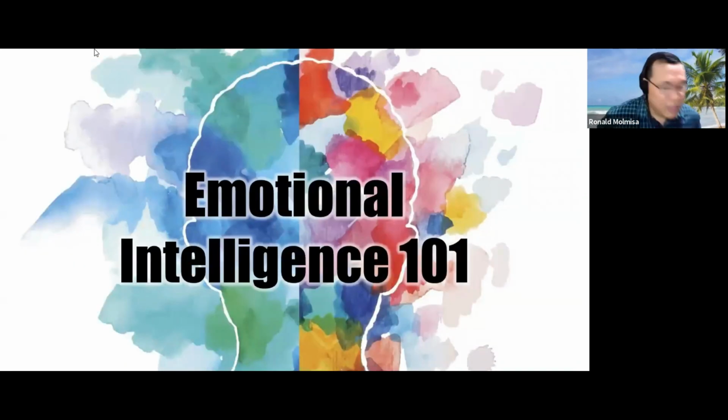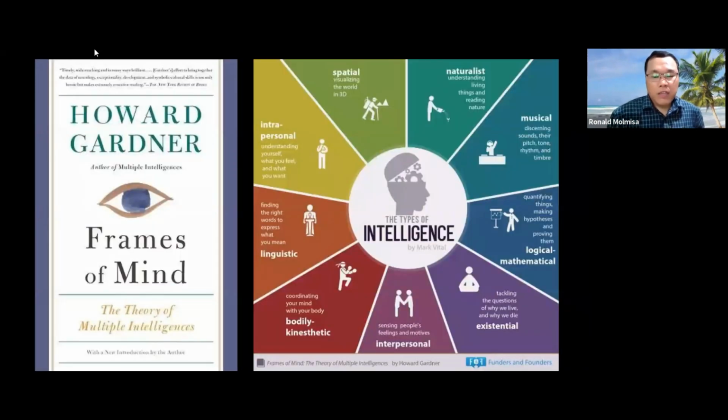Now, saan ba nanggaling itong emotional intelligence na ito? So that's the rationale. The second section I would like to discuss is to give you an overview, perhaps, of the basic literature in this field. Well, I don't know if you're familiar with the name Howard Gardner. He wrote a book in 1980s entitled Frames of Mind.